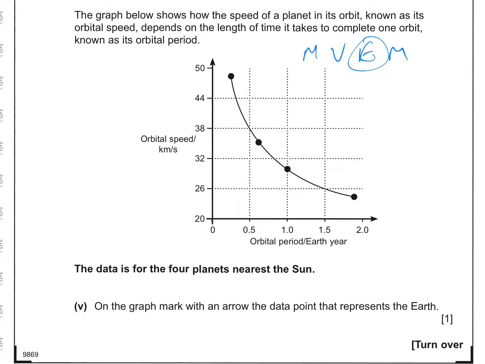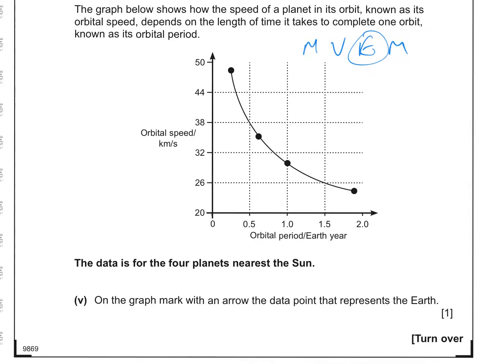So Earth is the 3rd planet out from the Sun. And it says here, mark this with an arrow. So that is exactly what we're going to do. The short period is going to be Mercury. So Mercury is going to be this one. Venus is going to be the next smallest period. Earth will be the third smallest period. So it must be this third one.